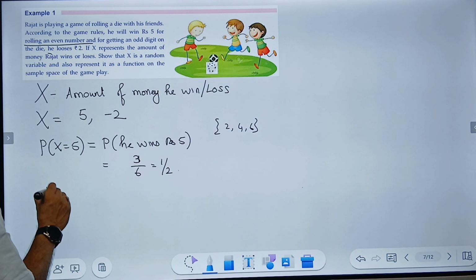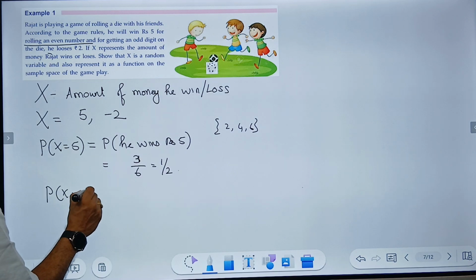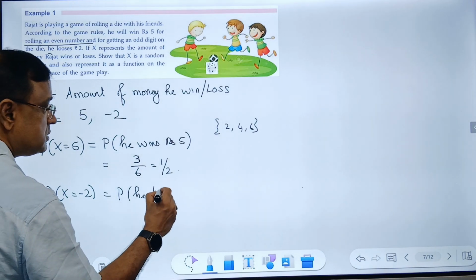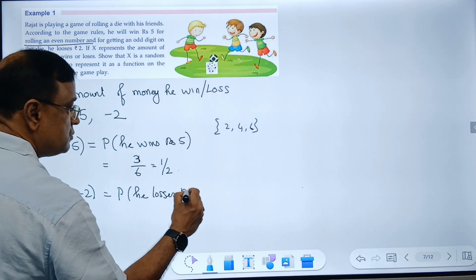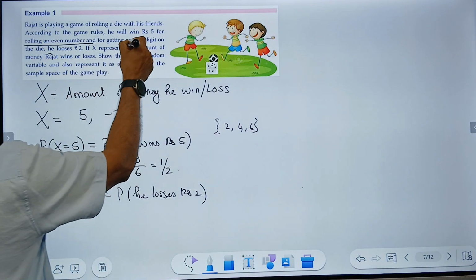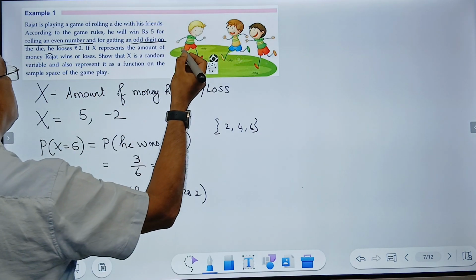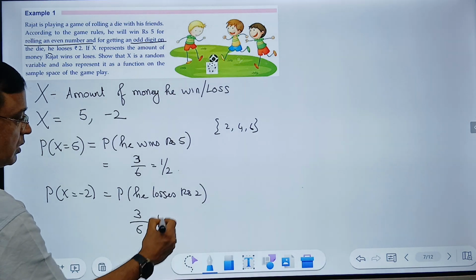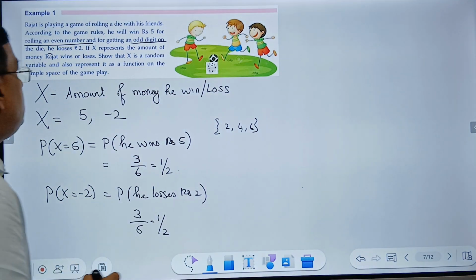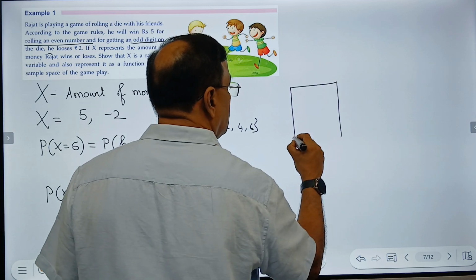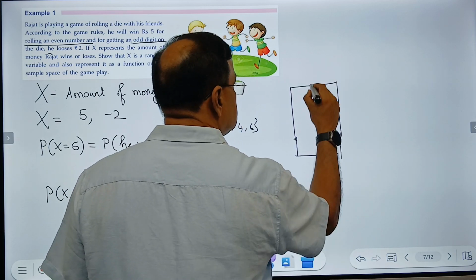And what is P of x is equal to -2? What does it mean? He loses ₹2. When will he lose ₹2? If he throws an odd number, right? So that is again 3/6, which is 1/2. Now I will put it in a table and see what exactly happens.